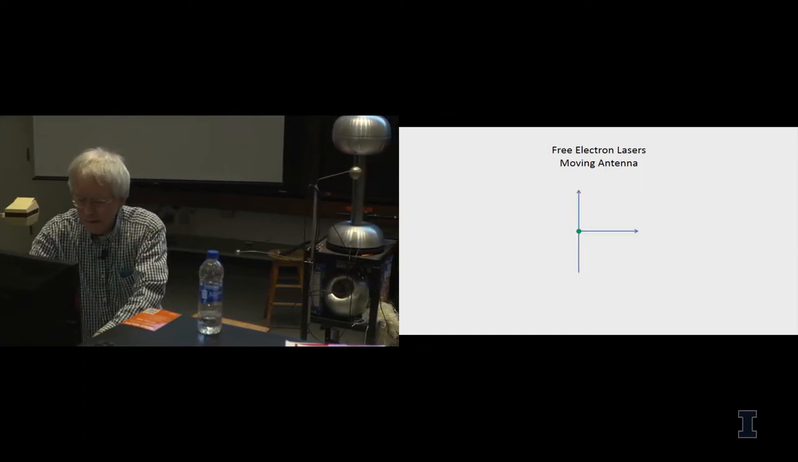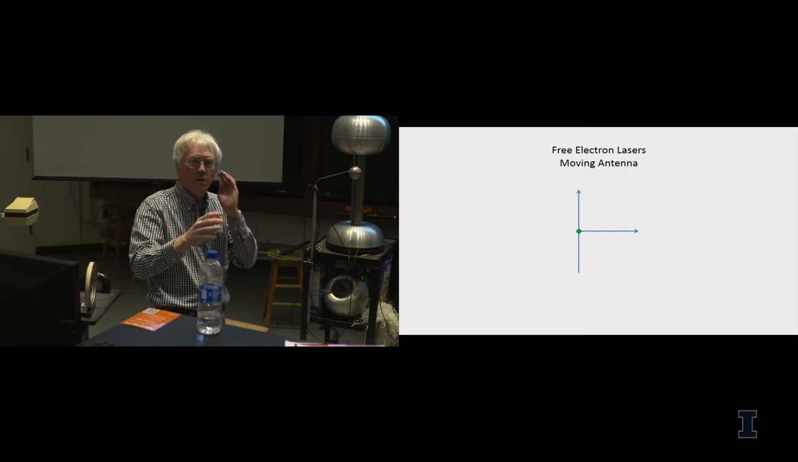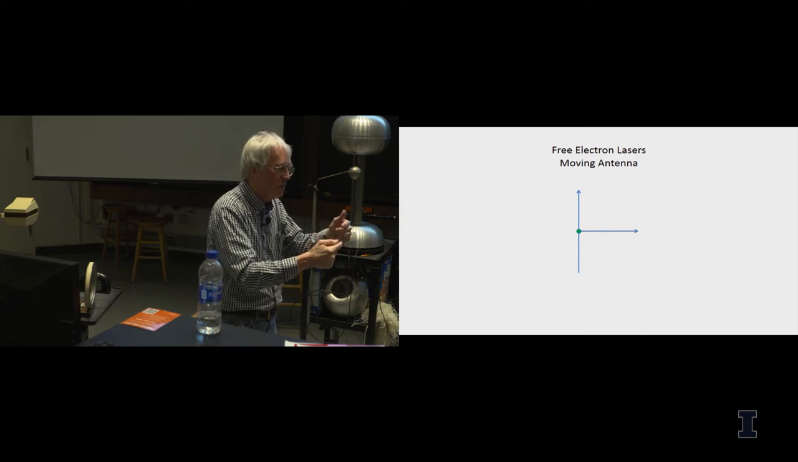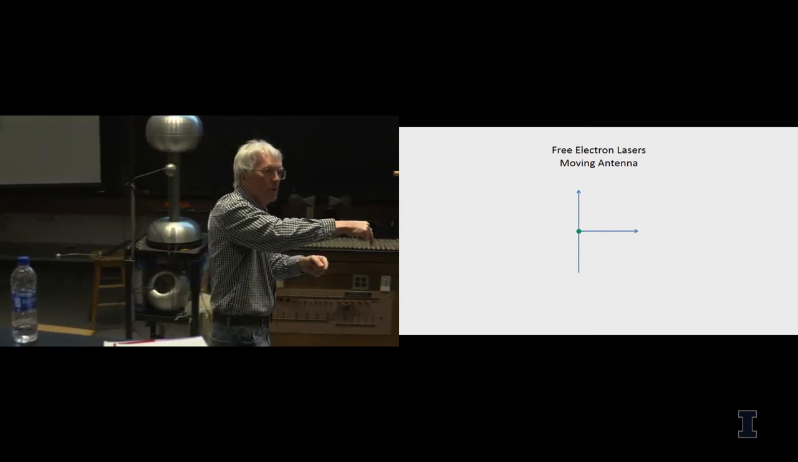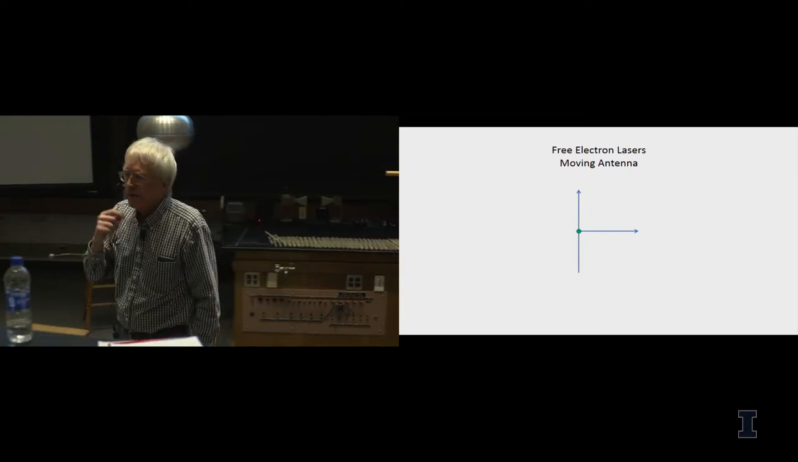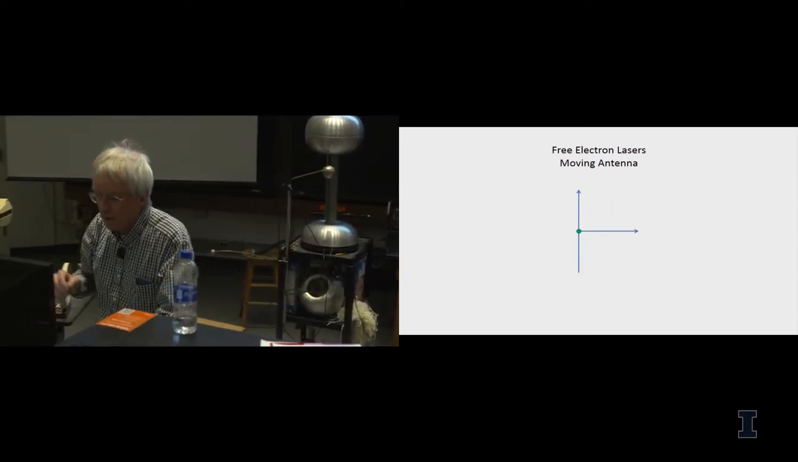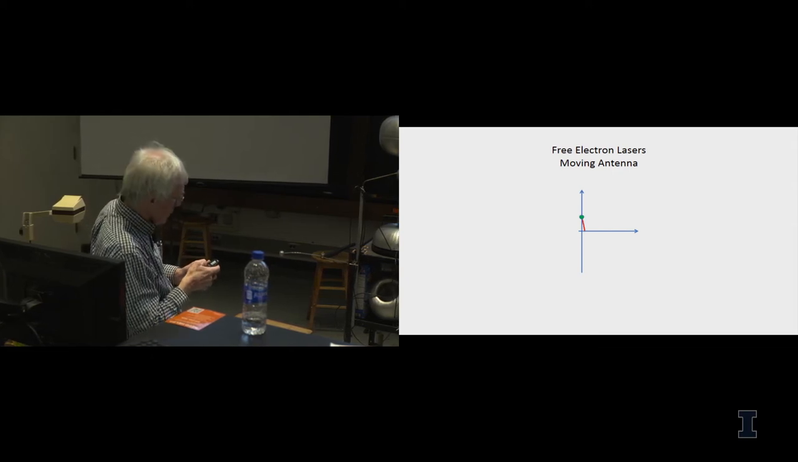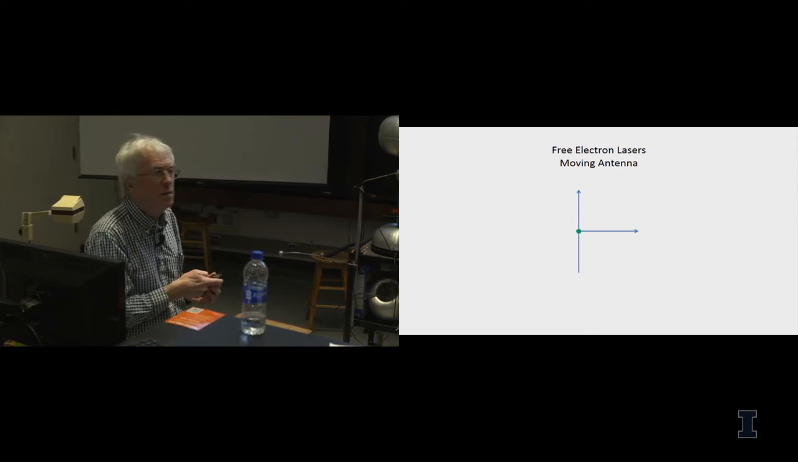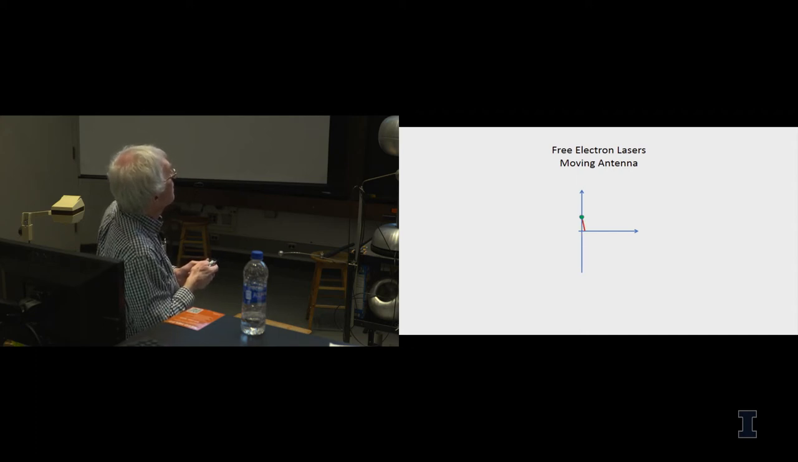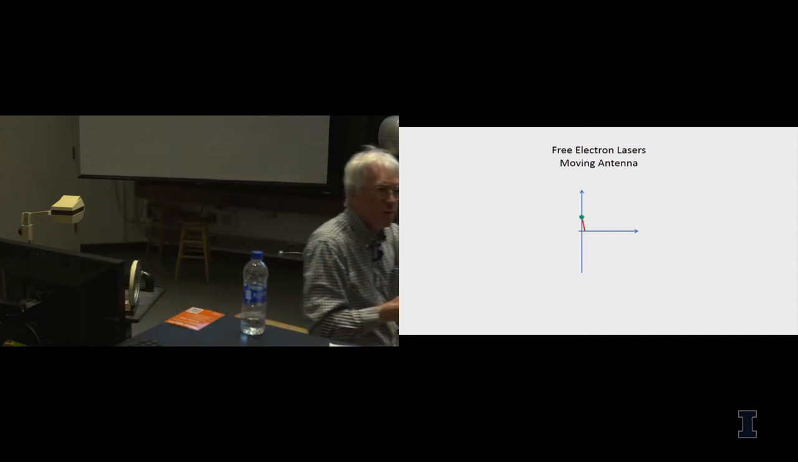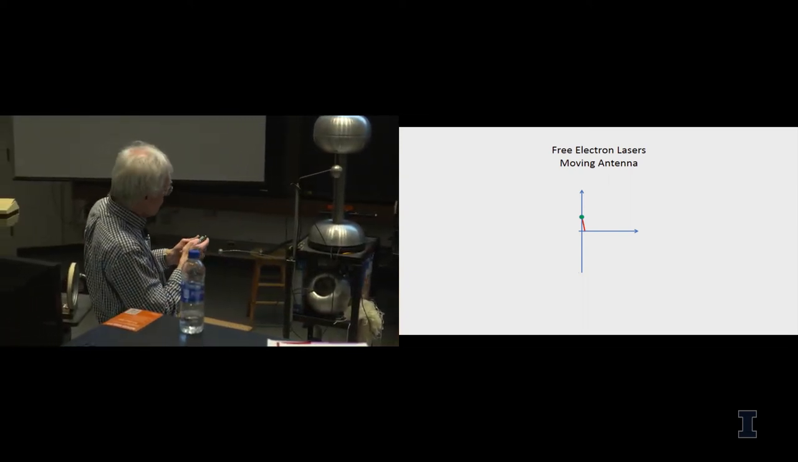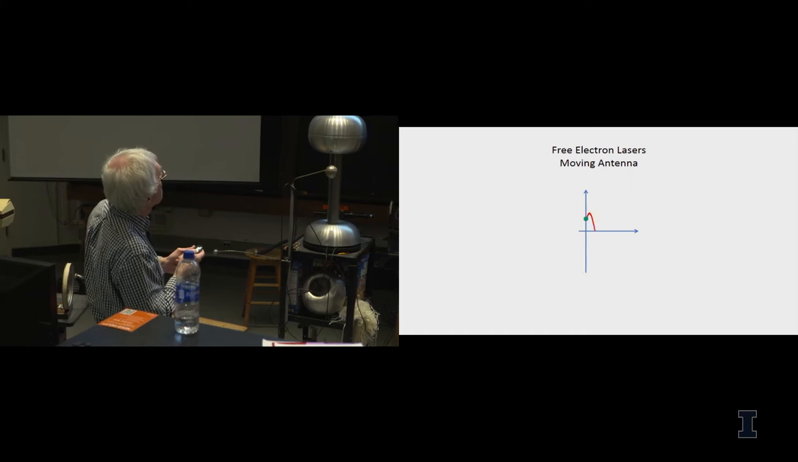If we can bunch the electrons, and I'll tell you about that in a minute, we're going to have electrons that are doing this, right? But they're also moving. There's an interesting thing we can look at here. Instead of having my antenna stay put, look what happens. If the electron beam is moving forward as it's oscillating like this, then to follow what happens, I need to look like this. See this here?